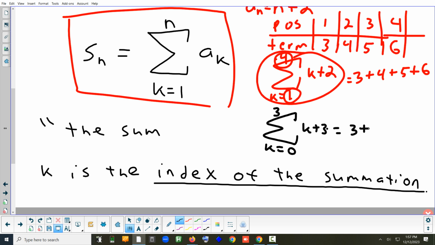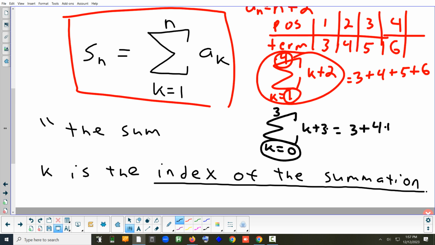Plus, what's the next number I plug in for k? So this number is supposed to go up 1 at a time. So 1. So plug in 1. What's 1 plus 3? 4.